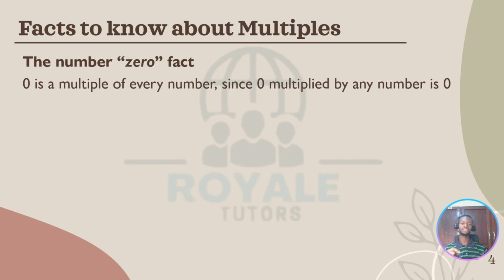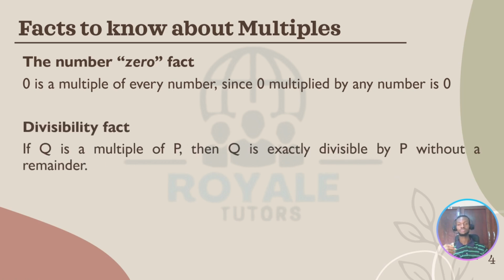0 multiplied by any number is 0. So know that 0 is a multiple of every number. However, the first non-zero multiple starts with the number itself. Now, we also have a divisibility fact about multiples. That is, if a number q is a multiple of a number p, then that means q is divisible by p without remainder.